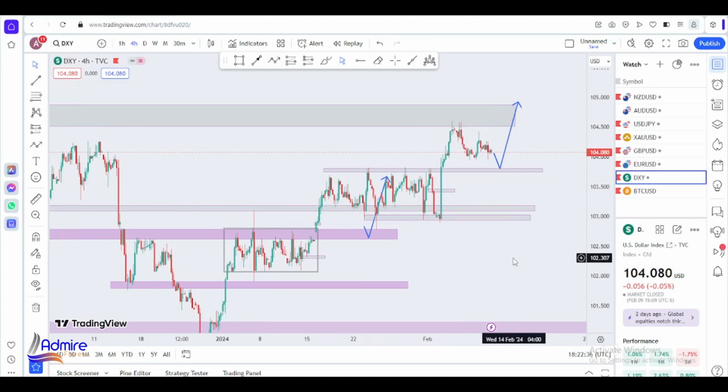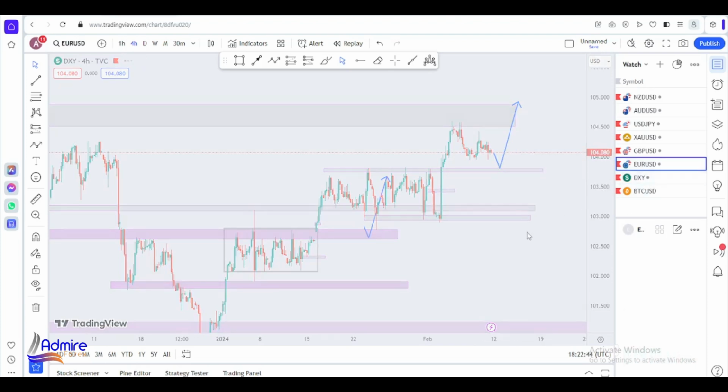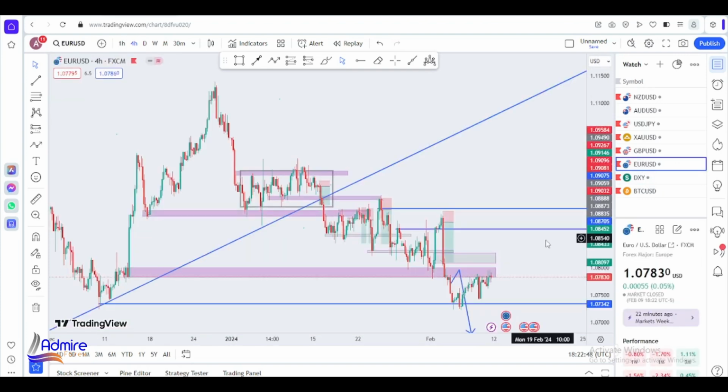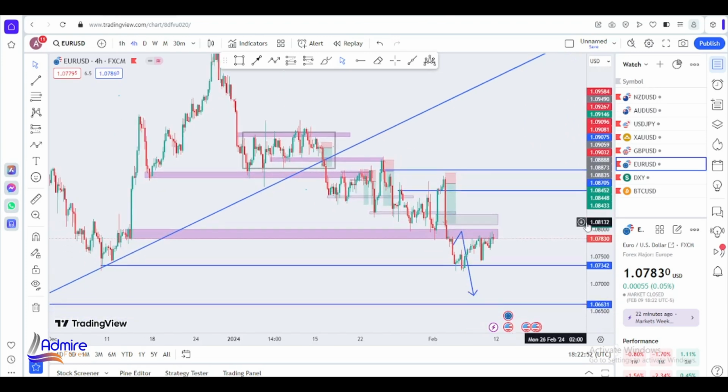So now that we have known our directional bias for DXY, we will use that to trade our Euro USD. So up next is Euro USD. For Euro USD, last week we traded, was it last week or last 2 weeks? Okay, last 2 weeks. Yeah, you guys saw where we traded our NFP live. We traded NFP live with our mentees around this zone.